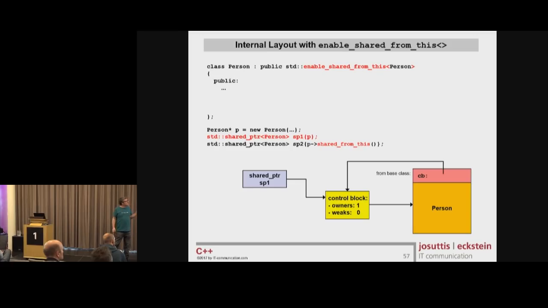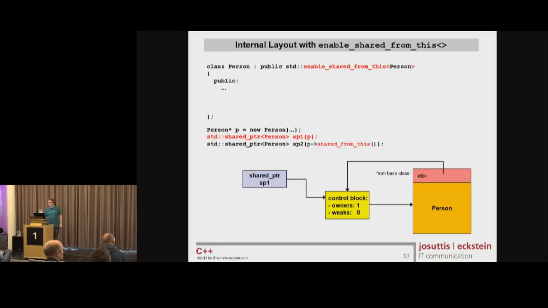By the way, that means before you create a shared pointer, you can't usefully access the shared pointer from this object. But the moment you have it, you can call shared from this. And if you call shared from this for an object, then this will give you a new shared pointer using the same control block.